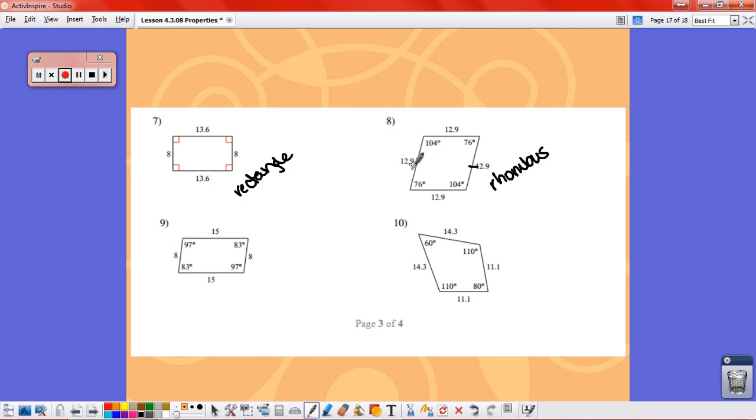because if I marked it, it would look like this. Parallel, parallel, parallel, parallel. Opposite sides are congruent. Opposite angles are congruent. This is a parallelogram. And then this is congruent, congruent. One set of opposite and equal angles. That's a kite.